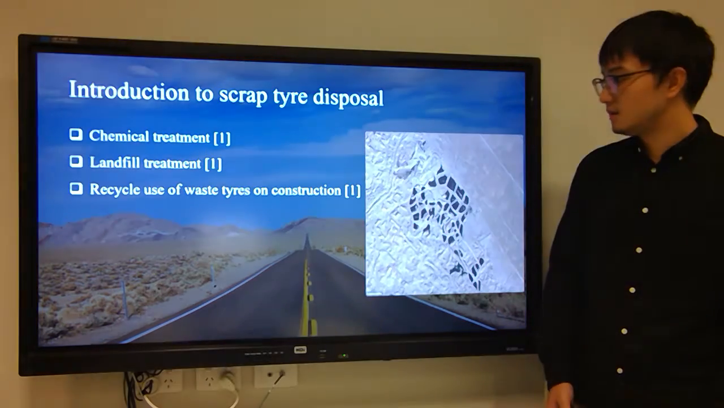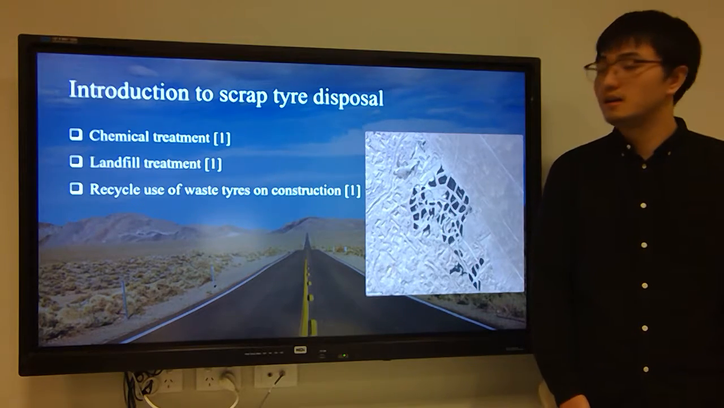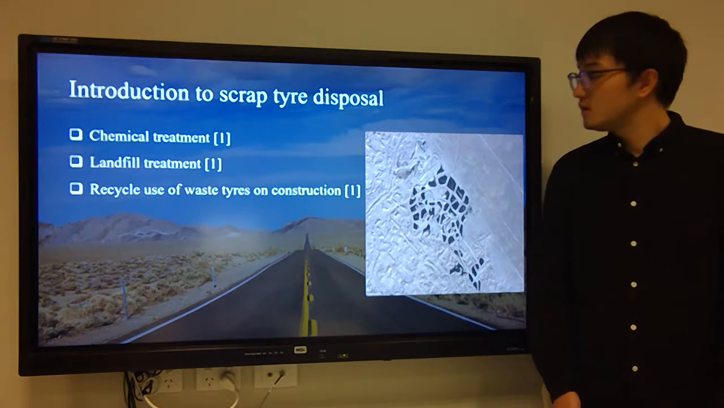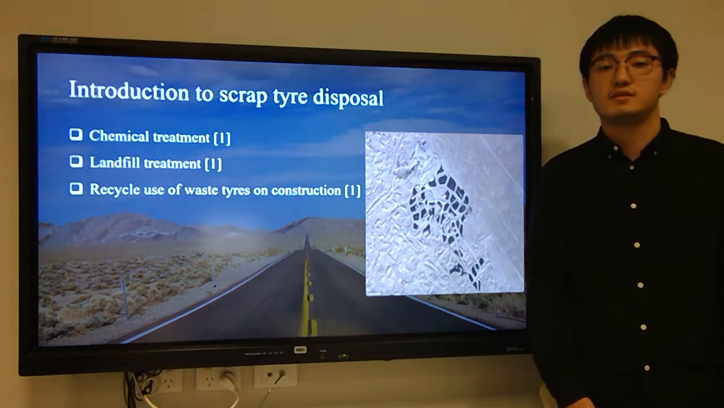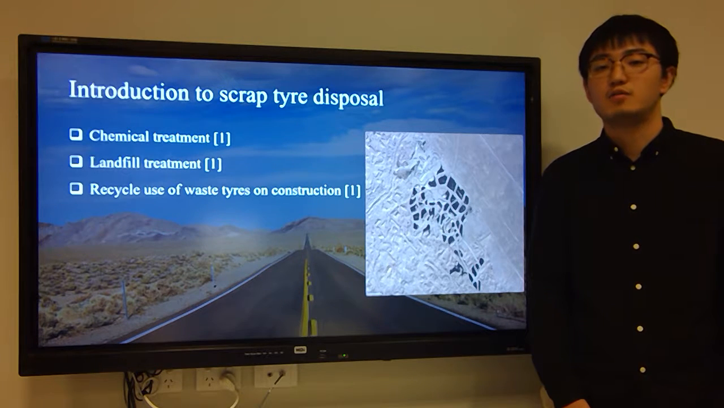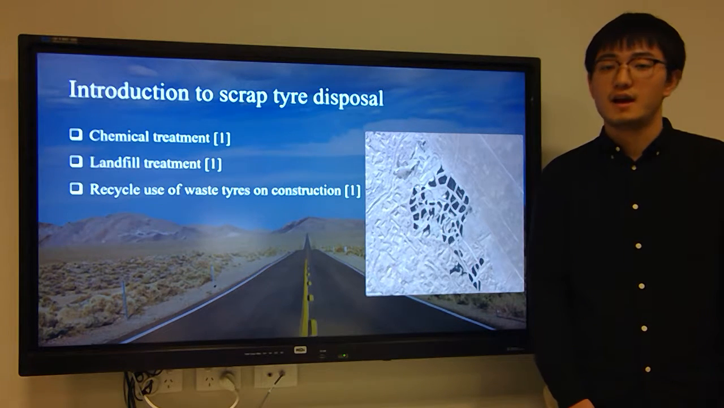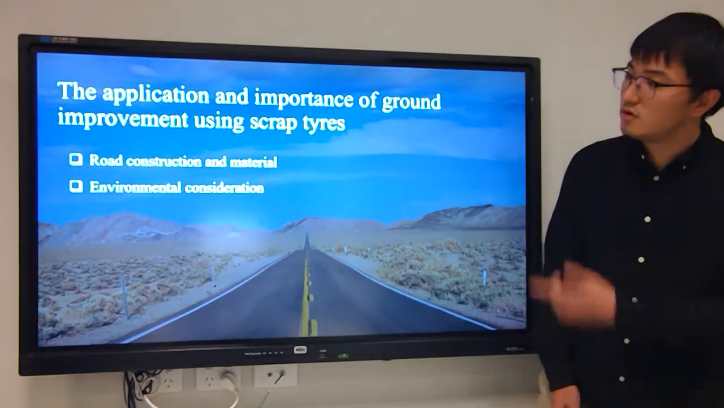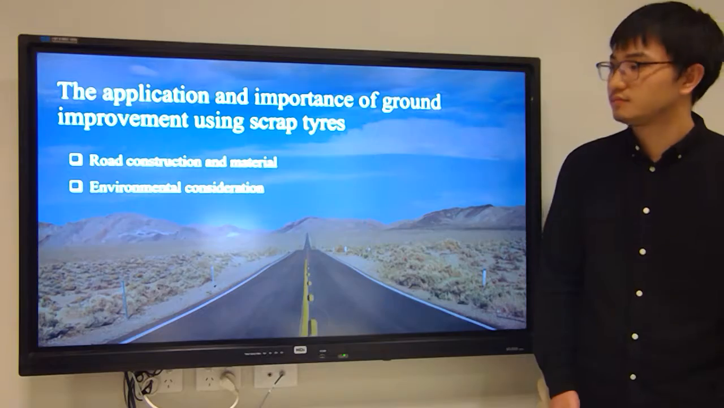The second one is landfill. Obviously, the way is not in line with the sustainable environment, and it's also a waste of land resources. Hence, much research is pursuing methods to reduce waste tile properly. We found that the rubber derived from the waste tile has good geotechnical properties, especially for road construction, and it saves natural road construction material.